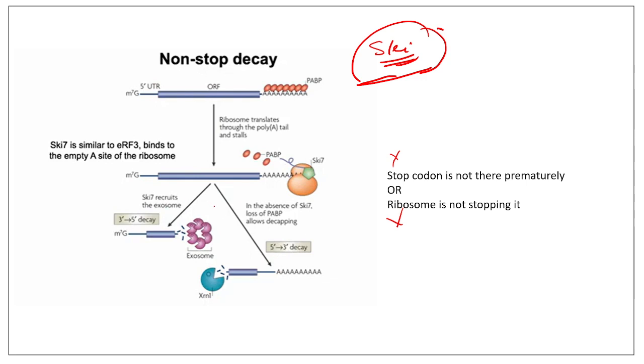So for 3' to 5' decay, what happens? Exosomes come. We all have studied that if the RNA has to be degraded from the 3' end, exosomes have to come. So these Ski proteins bind to the 3' end, and the binding recruits the exosomes, and the exosomes cleave. Or decapping occurs and XRN1 comes and cleaves the 5' end. So this is your non-stop decay.